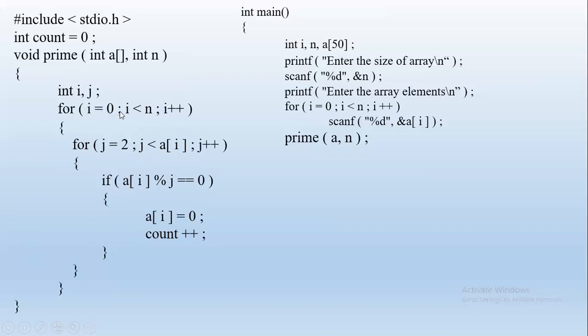We have to check a of 2. Like this it continues. If a of 2 is given as, say, 6, we know that it is non-prime. But how does it get checked? a of 2 will be divided, that is 6 percentage 2. We see that it is divisible, so the remainder is 0, and a of 2 is changed to 0. Count gets incremented. Count was 1, now count becomes 2. We got the second non-prime number.